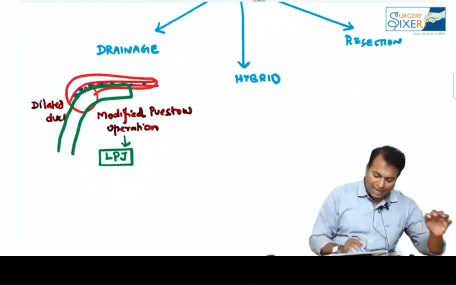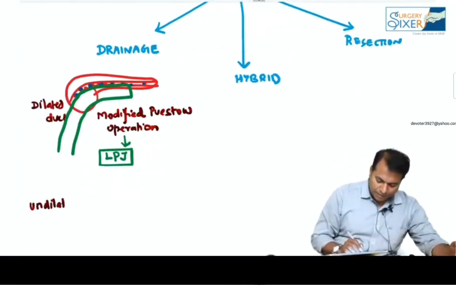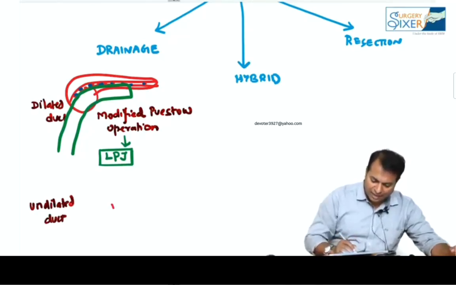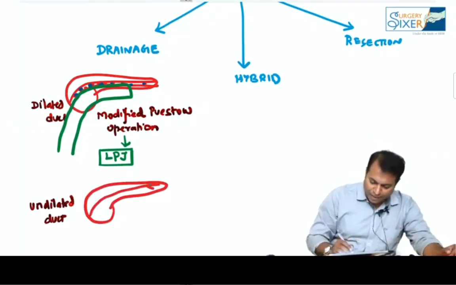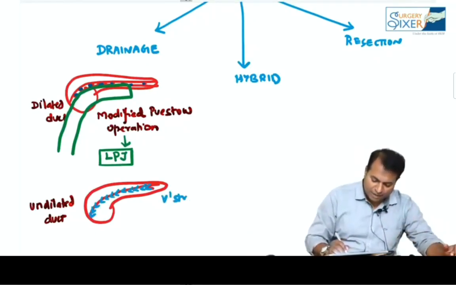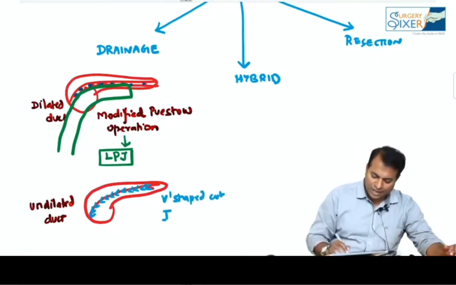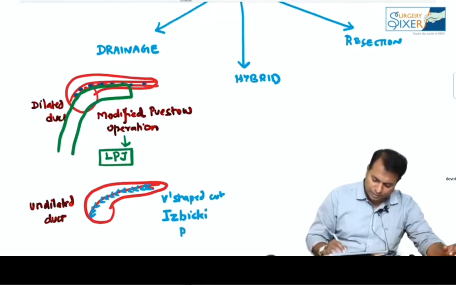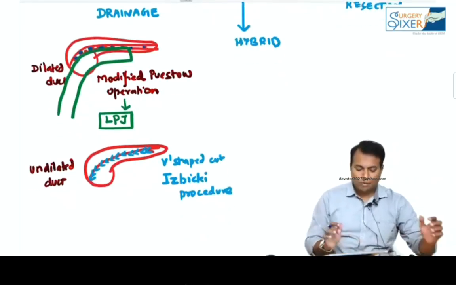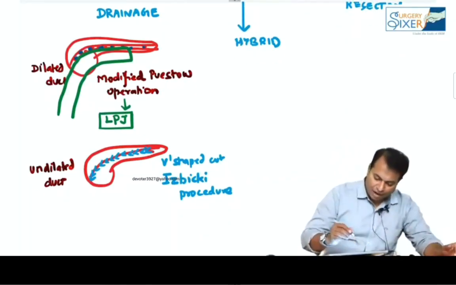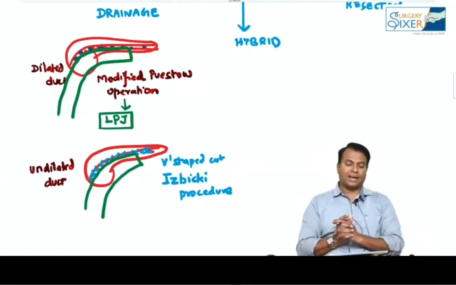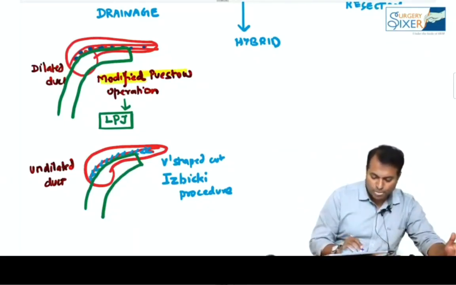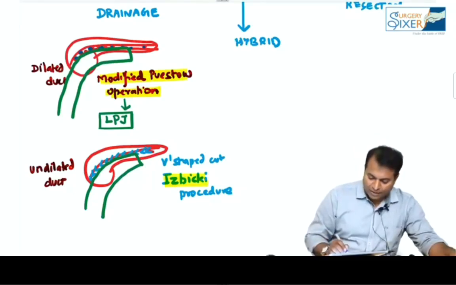If the duct is not dilated, the duct is undilated, but there are some strictures and some stones. The duct is very small, not dilated, and some strictures are there. We make a V-shaped cut along the duct like this. That is known as the Izbicki operation, Izbicki procedure. Same way, after opening, we put a lateral pancreatico-jejunostomy. So Izbicki procedure is done for undilated duct. For dilated duct, we do modified Puestow, lateral pancreatico-jejunostomy, and for undilated duct, we do Izbicki procedure.